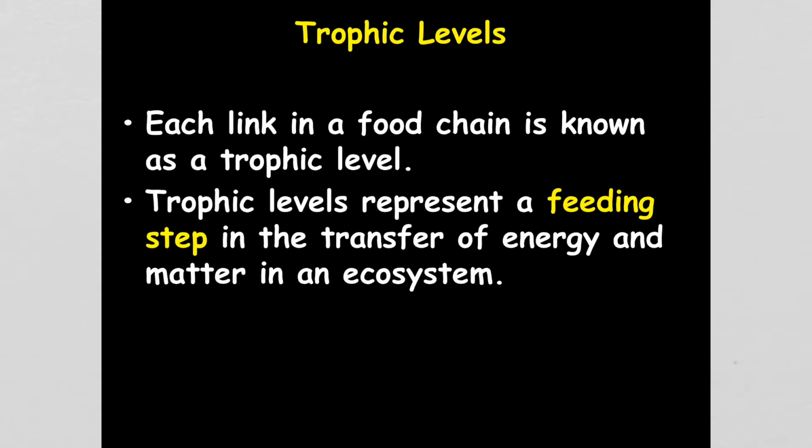So trophic levels really are levels in the distribution and movement of energy through an ecosystem. In elementary school, you learn about food chains and the way that energy moves from one organism to another when one organism eats another. So a mouse eats a plant and then a wolf eats that mouse. That's a very simple example of a food chain. Well, trophic levels represent a feeding step in this energy transfer as well.